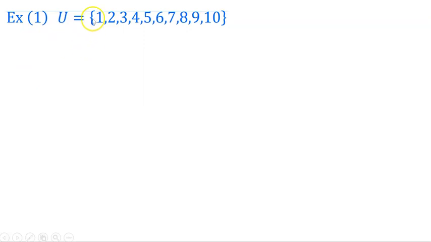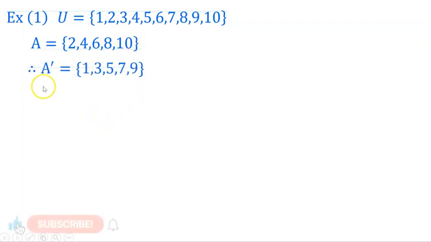Now here U is equal to 1 2 3 4 5 6 7 8 9 10. Okay, जर आपण A मध्ये 2 4 6 8 10 जर घेतला, then the elements in A complement म्हणजे other than 2 4 6 8 10 but which are in U, म्हणजे 2 4 6 8 10 सोडून उरलेले U मधले सर्व घेणार. म्हणजे कोणकोणते? 1 घेणार, इथे 2 घेणार का? नाही, तर 2 हा ऑलरेडी A मध्ये आहे. 3 घेणार, 3 हा A मध्ये नाहीये.